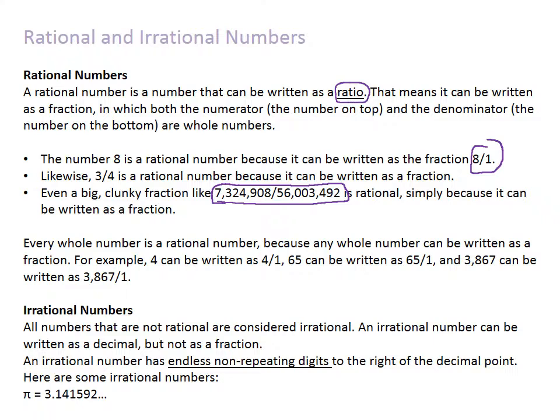Anything that's irrational, here's a good example down here, pi. It's endless. There's no repeating digits. It just keeps going on and on and on. That's an irrational number.